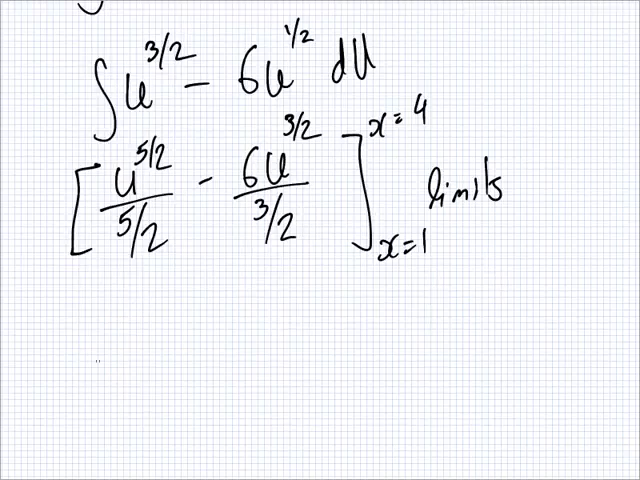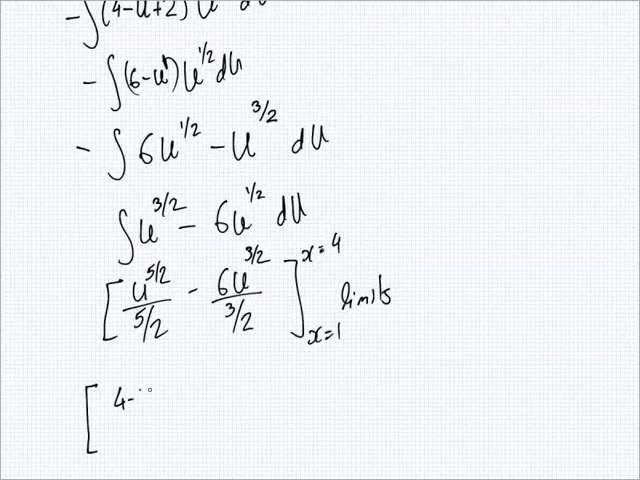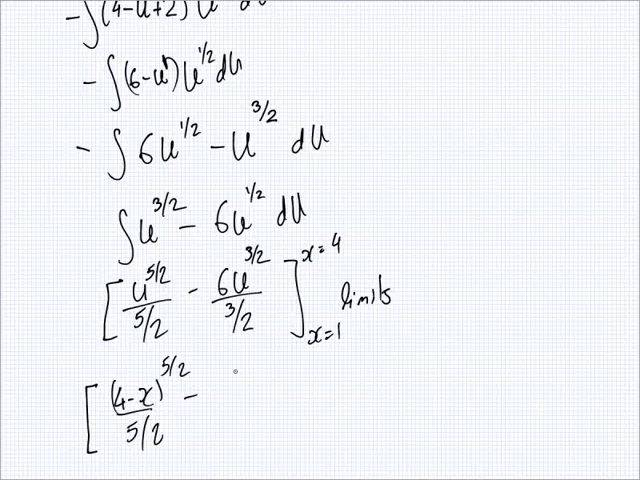Well, we know what the u is. What was it? It was 4 minus x. So this will be (4 minus x) power 5 over 2 over 5 over 2 minus 6 (4 minus x) power 3 over 2 over 3 over 2. Now we can finish by putting the limits in.